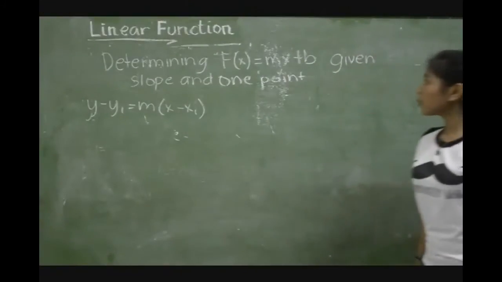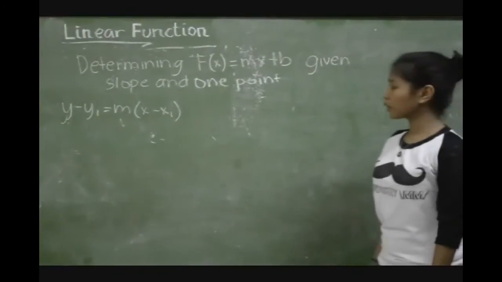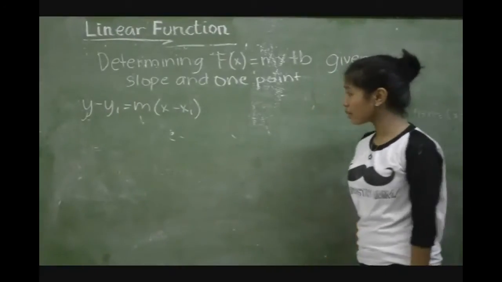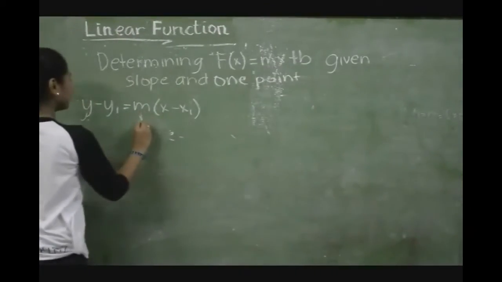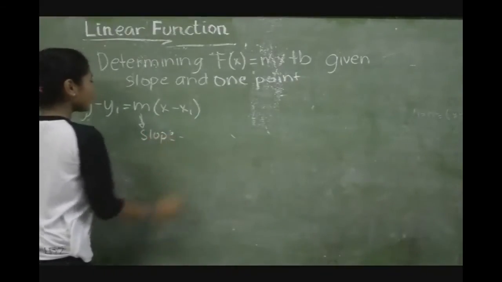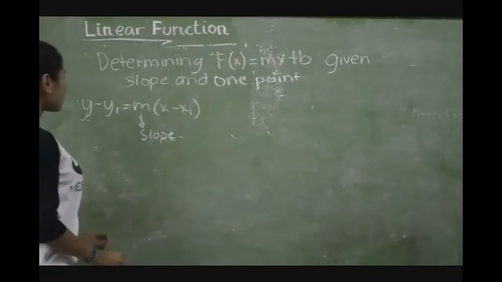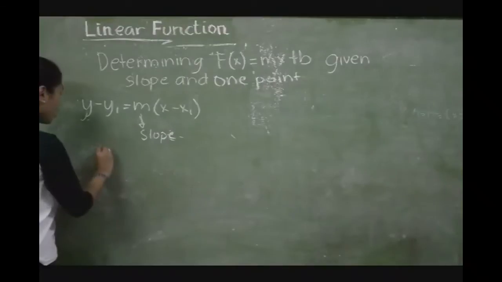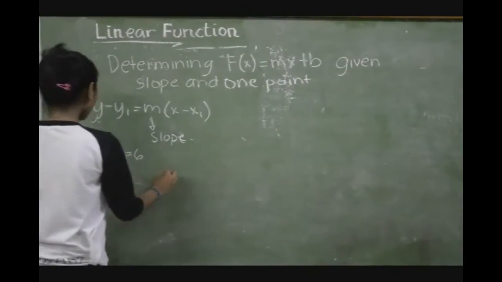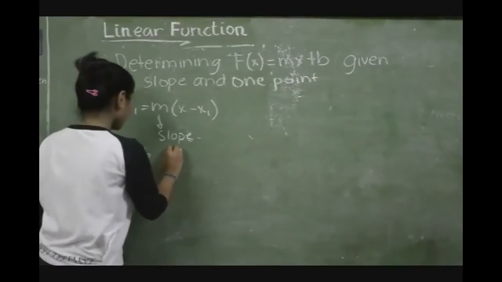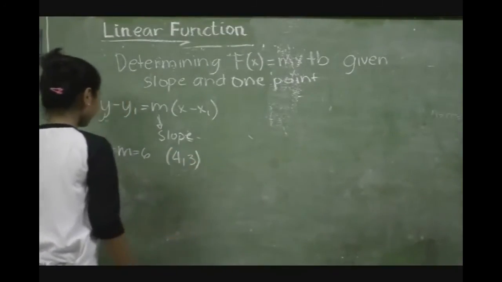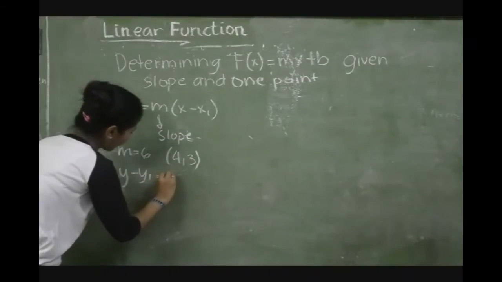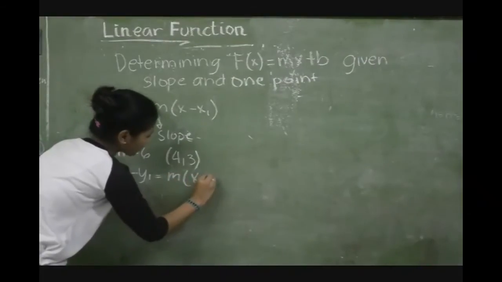Determining f of x equals mx plus b given slope and one point. We have the equation y minus y sub 1 is equal to m times x minus x sub 1. M stands for slope and x sub 1, y sub 1 is the coordinate of the given point of the line. For example, m is equal to 6 and the point is 4, 3. Y minus y sub 1 is equal to m times x minus x sub 1.